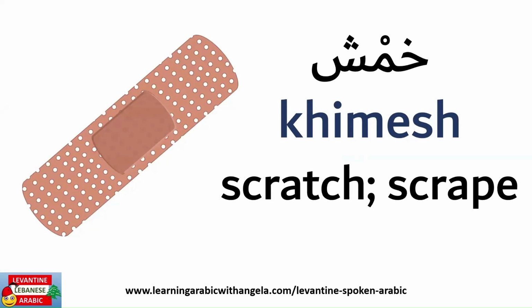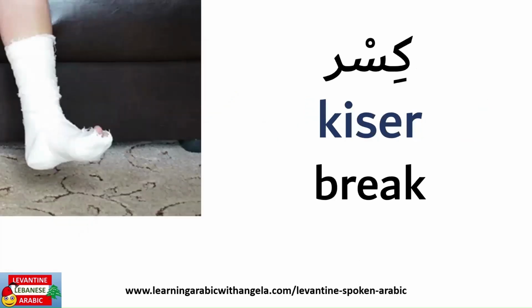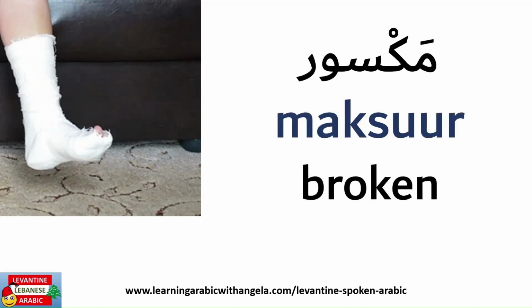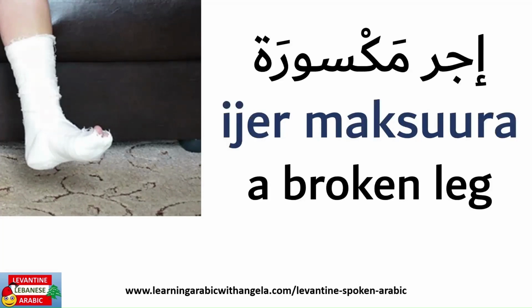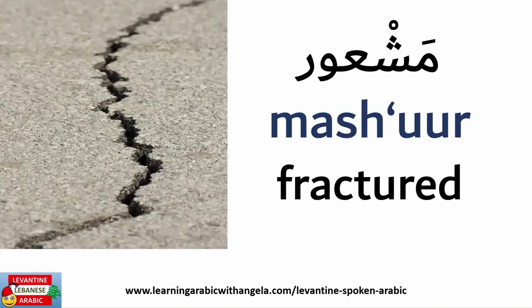خمش, a scratch or a scrape. And the passive participle مخموش, scratched or scraped. كسر, a break. The passive participle مكسور means broken. For example, إجر مكسورة, a broken leg or foot. شعر is a fracture. And the passive participle مشعور, which means fractured.